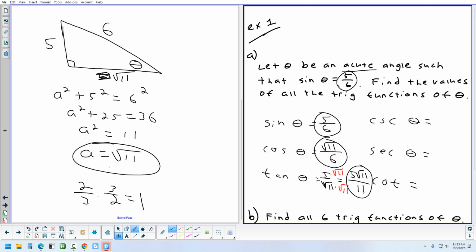Okay, let's do the cosecant. What would my cosecant be? Yeah, that's 6 over 5. 6 over 5. No roots there, so we don't have to worry about any of those issues. How about my secant final answer? Completely fixed. Yep. 6 square root of 11 over 11. 6 square root of 11 over 11. Okay, and now the cotangent.